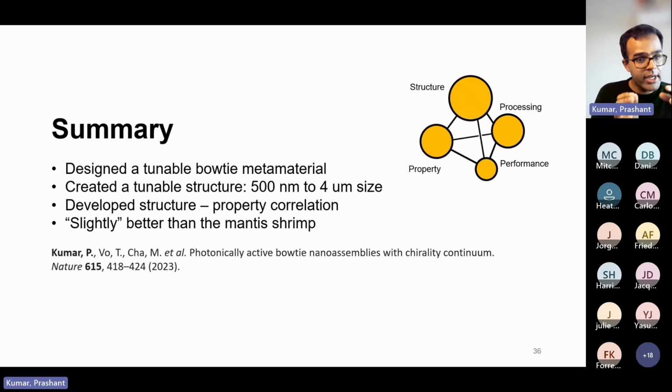We have developed quantitative structure property correlations for this material. And I hope, without offending the mantis shrimp, we have done slightly better in tuning our material as compared to the mantis shrimp, where it has a fixed structure in its shell. And you can read more about this in our paper here.